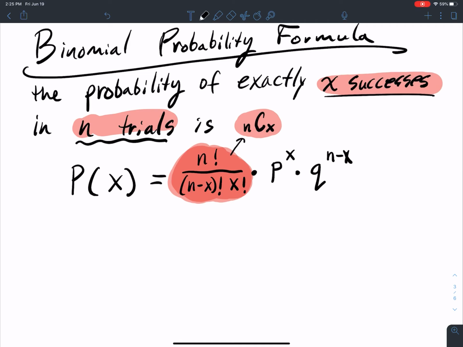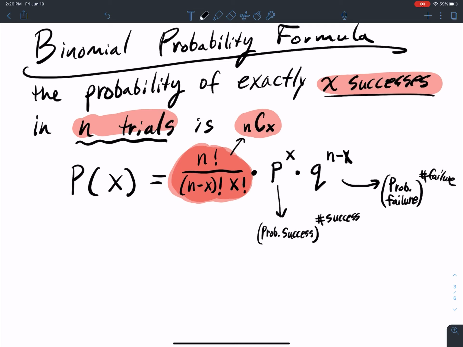This is the probability of success raised to the number of successes. Okay, that's what that is. And then this right here is the probability of a failure raised to the number of failures.